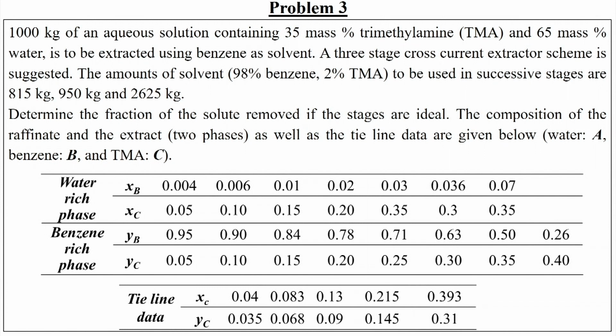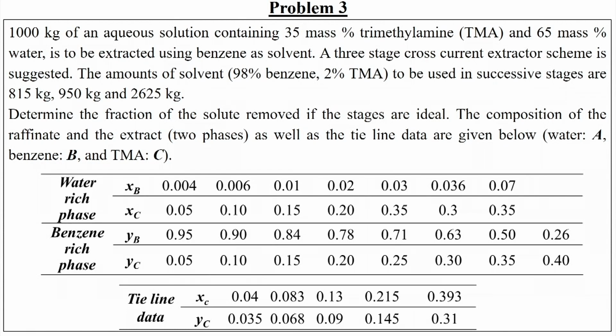And the solvent amounts are: in the first stage 815 kg, in the second stage S2 is 950 kg, and S3 is 2625 kg. Here also one point we need to understand: whenever we move from stage 1 to stage 2 to stage 3, we need to increase the amount of solvent, because in that case the driving force decreases. That is why we need more extracting solvent to extract the dilute feed.